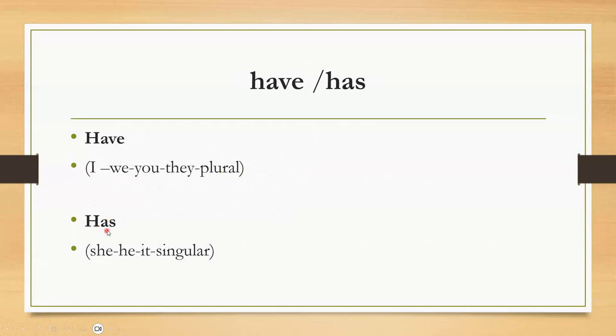We can use has with she, he, it, and the singular, as I said, okay? But Ahmed and Ali is plural. I will use have with the plural, has with the singular.